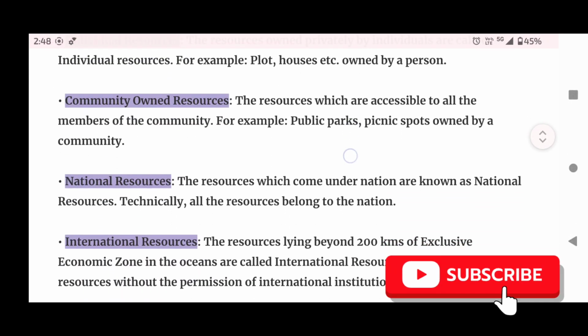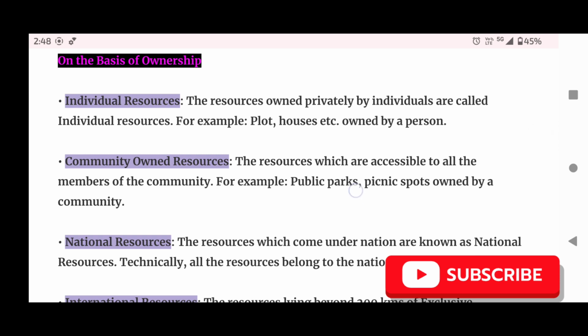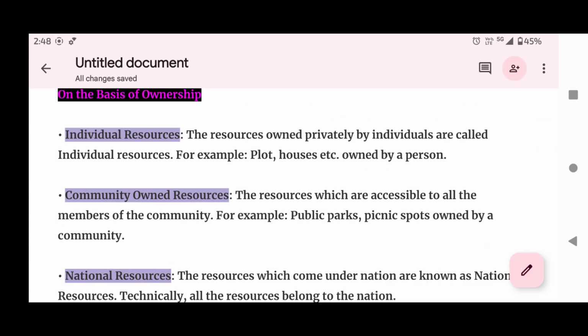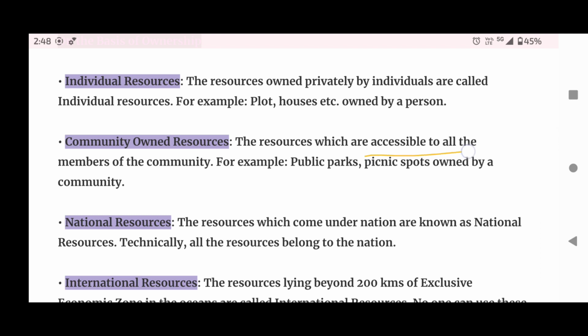On the basis of ownership, it is individual resources, community-owned resources, national resources, and international resources. Individual resources are the resources owned privately by individuals, for example, plots, houses, etc. owned by a person. Community-owned resources are resources which are accessible to all the members of the community, for example, public parks, picnic spots owned by a community.